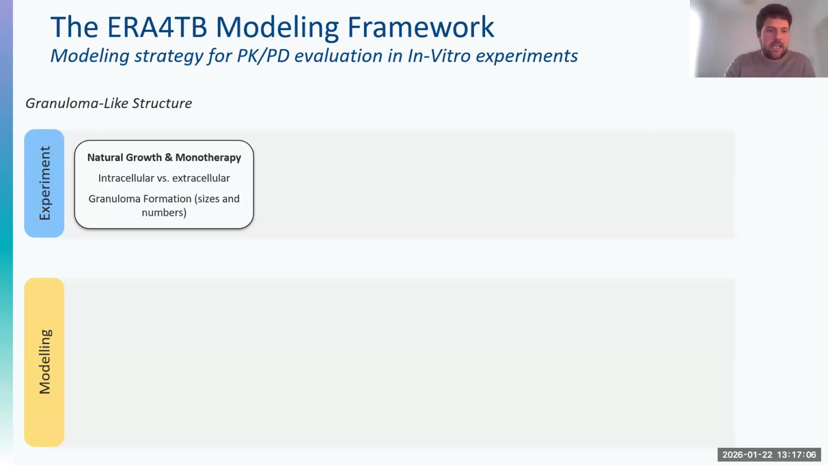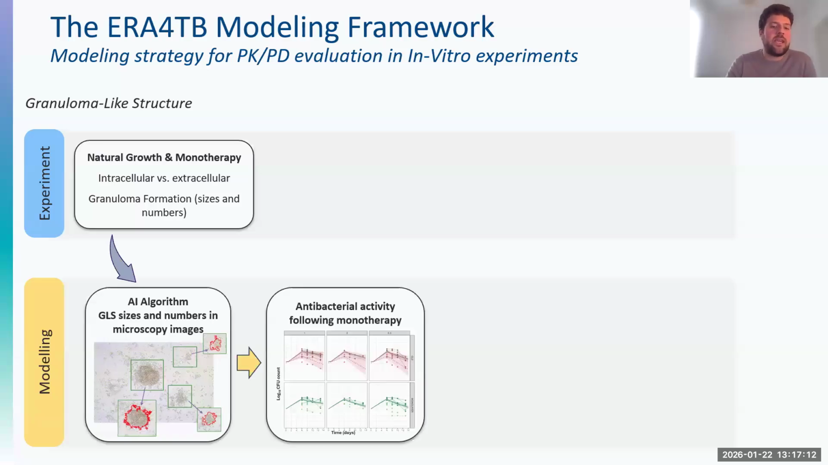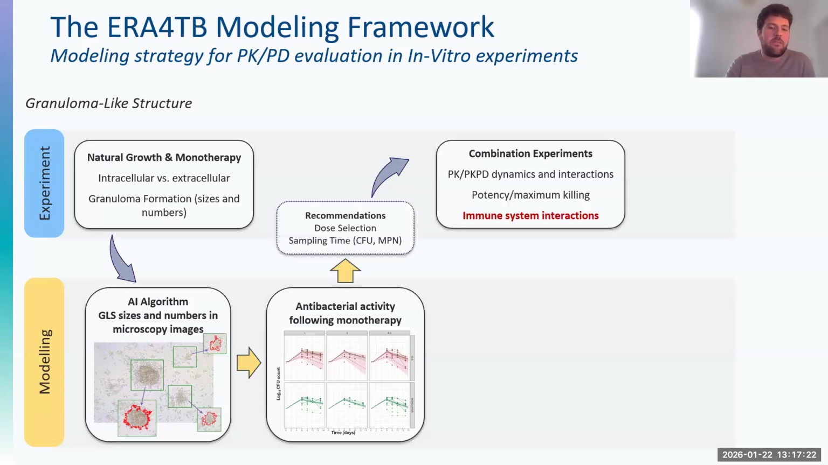And what we do is exactly the same approach. We start from the experiment, natural growth, monotherapy. We use this data to look, on one end, at the effect of the immune system. On the other end, we try to estimate the effect of the monotherapy. We combine this information in a set of recommendations for the combination experiment.